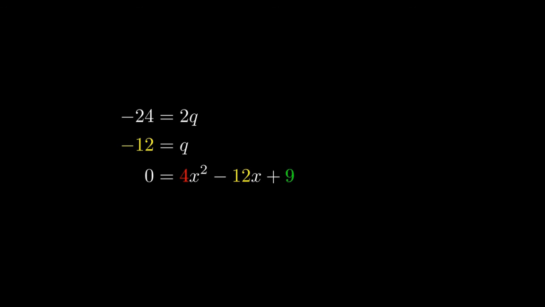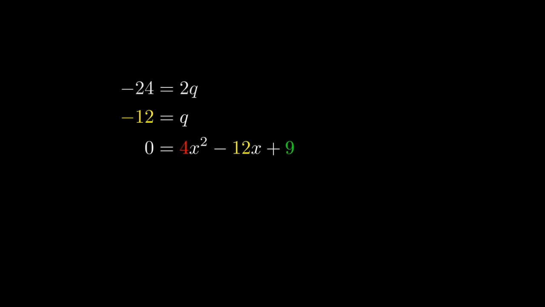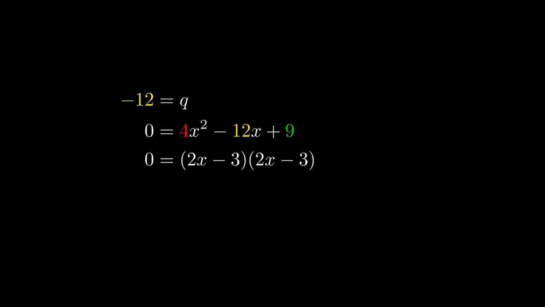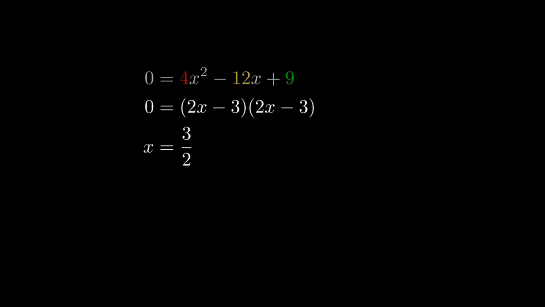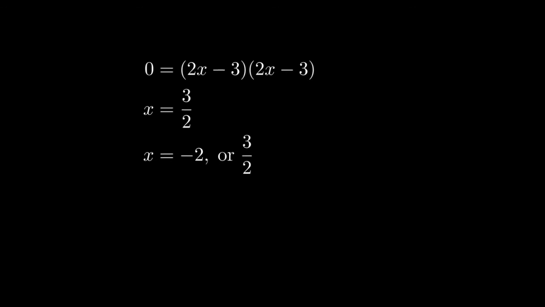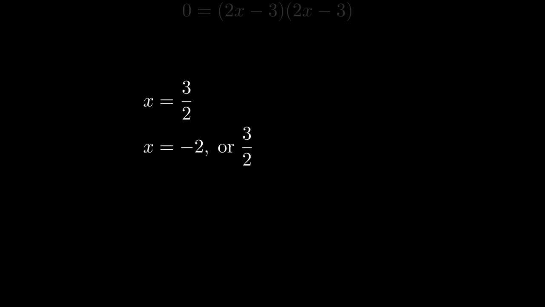Now we have that quadratic, and we have to factorize that to find out the other roots. And as you factorize that, you'll see that it's actually a square, which means that our answer is 3 over 2. So we have two roots, -2 and 3 over 2.